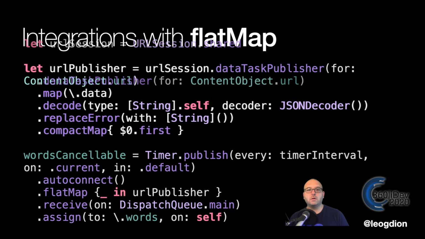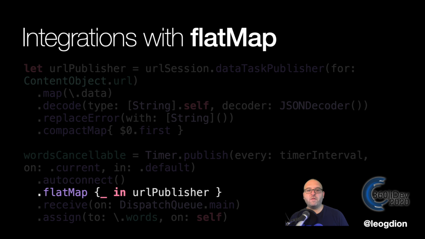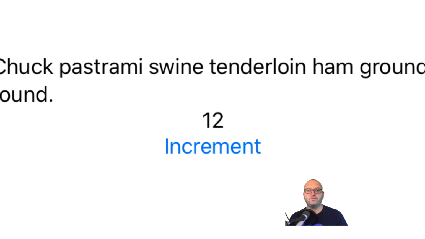So we already have our URL publisher. What we need to then do is call timer.publish with the number of seconds, make sure we do it on the correct run loop and in what manner, and then we call autoconnect to make sure that that timer is created. We can see here that we have flatMap called. We don't really care about the timer, that's why we have an underscore here for the argument, but what we do care about is to return that URL publisher so that the URL publisher is called every time the timer is started.